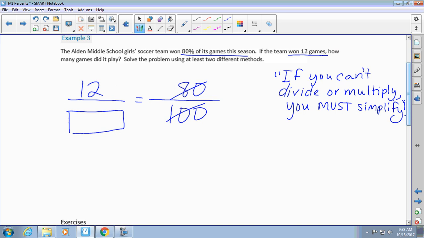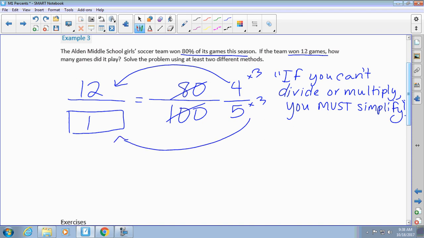Let's go lower. They're both divisible by 20, right? So, 20 goes into 80 four times, it goes into 100 five times, right? Can we go from 4 to 12? Yeah. Multiply it by 3, and 5 times 3 is 15, all right? So 15 total games.